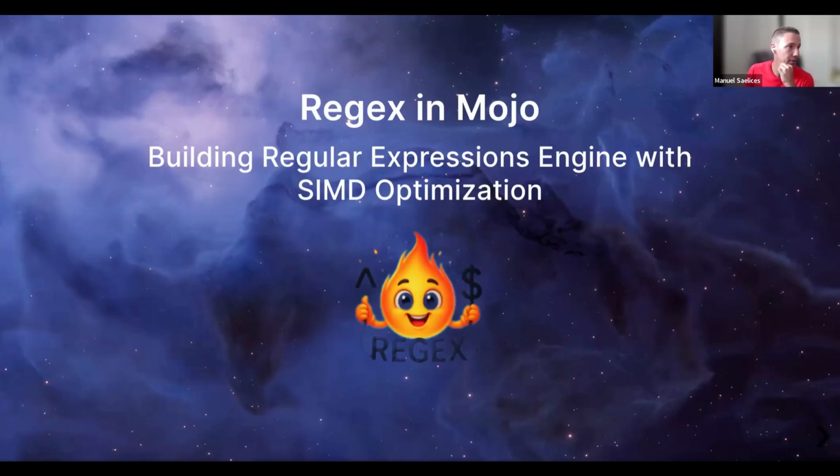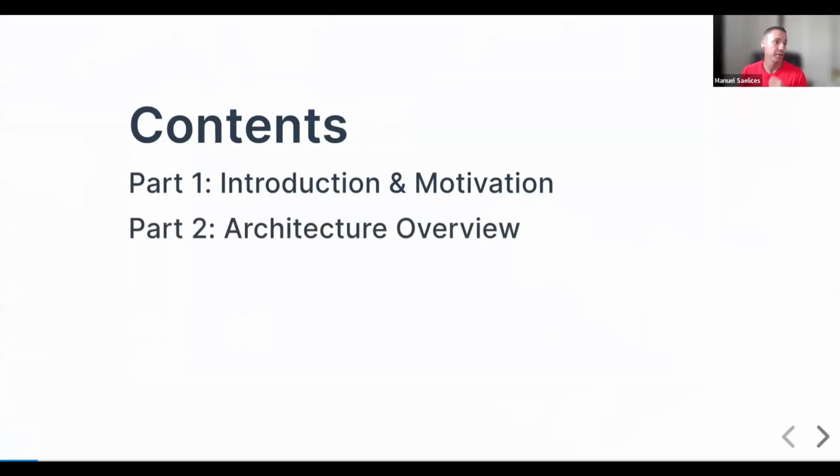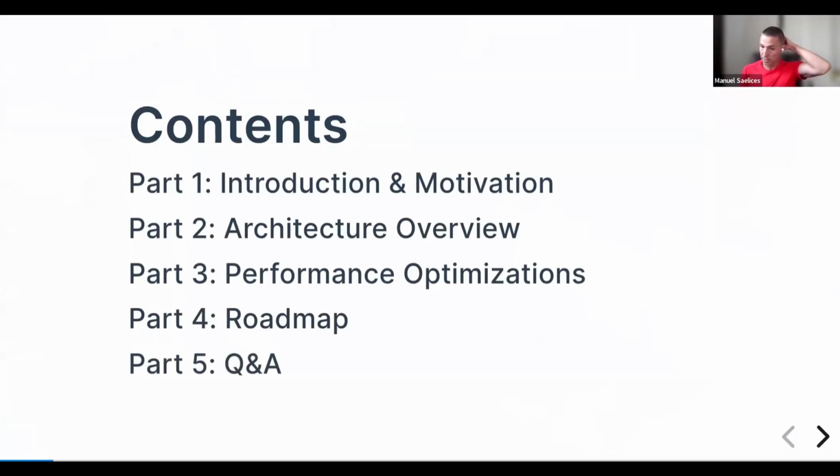Let's talk about the new regex library in Mojo. So yeah, we are going to start with an introduction and explaining why we built the library. Then a little bit of overview of the architecture, because it's much more complex than I expected when I started the project. Then we are going to walk through the performance optimization. And the final part is the roadmap for the near future and long-term future. And finally, some Q&A.